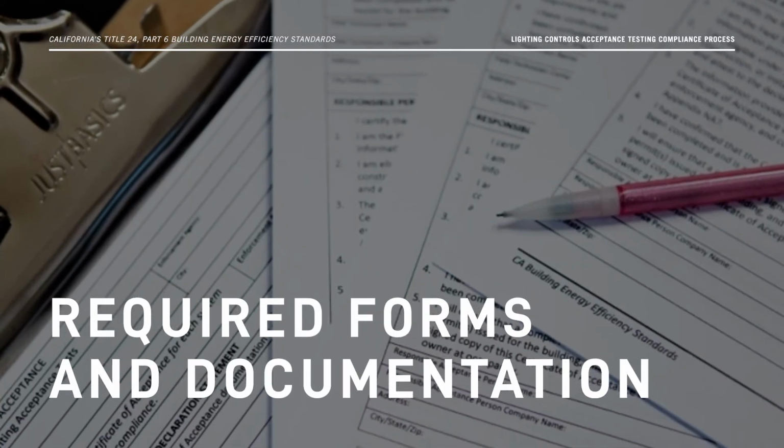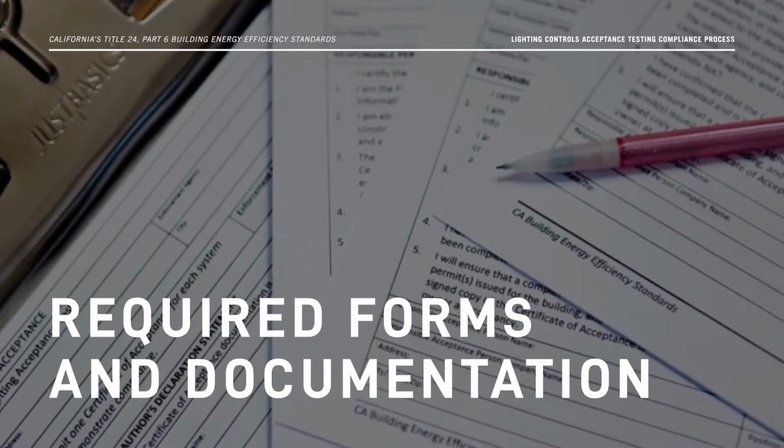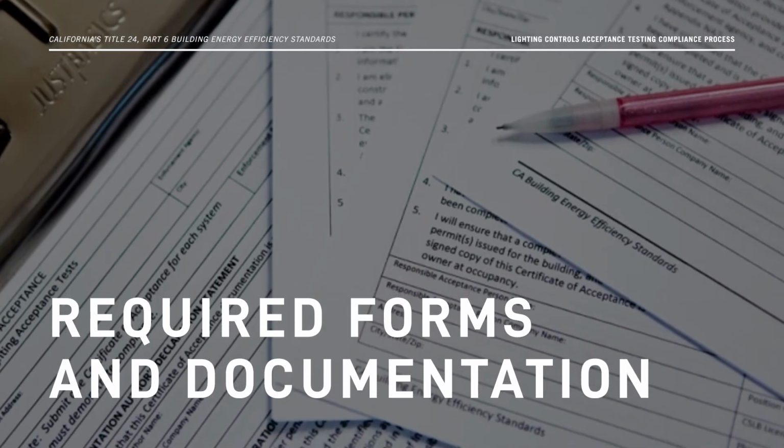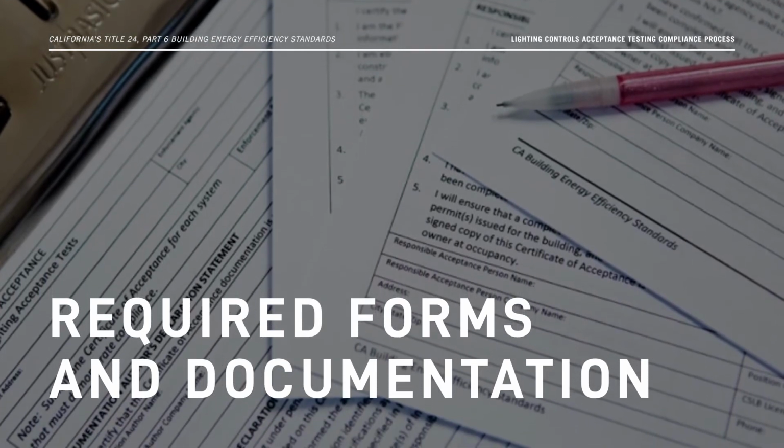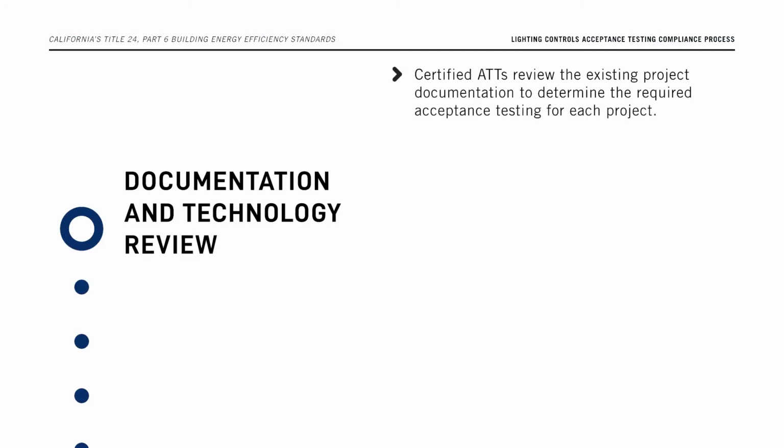Now that we're familiar with who is involved, let's take a look at the required lighting controls acceptance testing process and forms. First, certified ATTs review the existing project documentation to determine the required acceptance testing for each project. The Non-Residential Certificates of Compliance, or NRCCs, and Installation, or NRCIs, show the installed lighting technology.